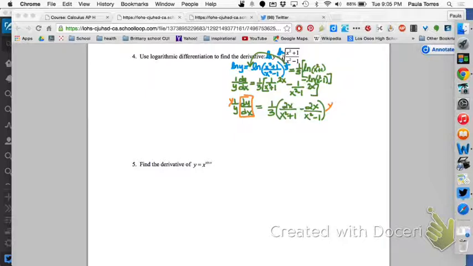And so y prime equals, I don't want the y to be in there because I want everything in terms of x. So I have to remember, well, what was y? And so y, all the way back to the beginning, was that cube root.